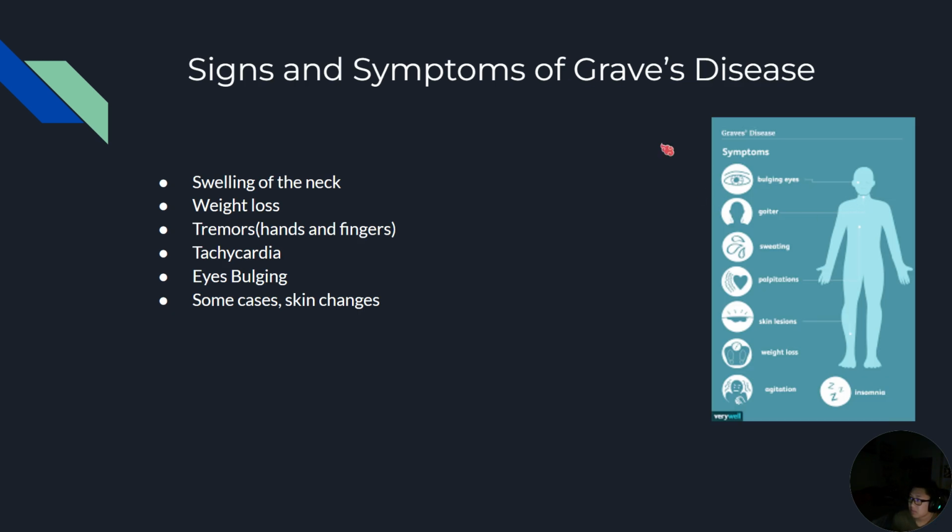Here we have the signs and symptoms of Graves' disease. In a patient, we can probably see swelling of the neck, weight loss, tremors, especially in the hands and fingers, tachycardia, fast heartbeat, eyes bulging out, and in some cases skin changes. And at the right side of my photo here, we also have goiter, sweating, palpitations, and even skin lesions, and sometimes unexpected weight loss, like I just said.